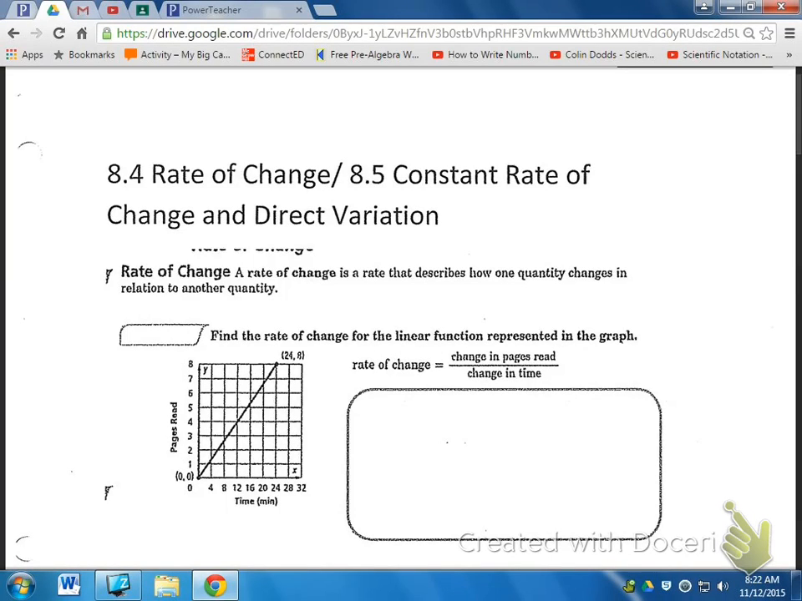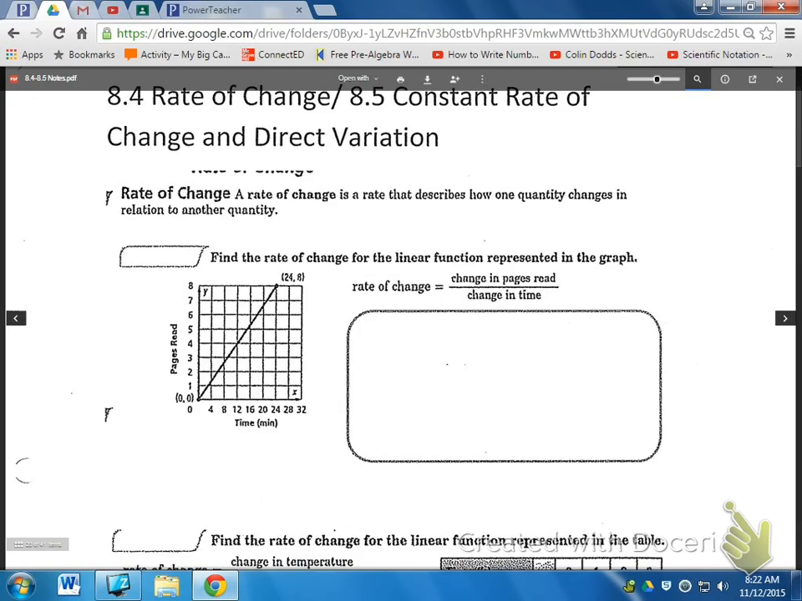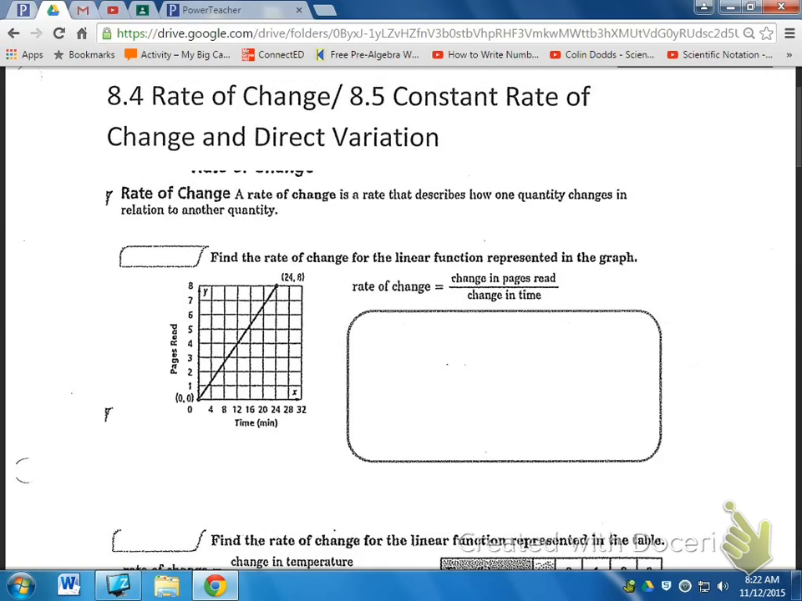Lesson 8.4, rate of change, and 8.5, constant rate of change and direct variation, are very closely related. That's why we're doing them together. A rate of change is the rate that describes how one quantity changes in relation to another. So some of the things that we've talked about earlier, like unit rate, it's very similar to that. So let's look at this first example, and we'll look at two different quantities and see how they're related.